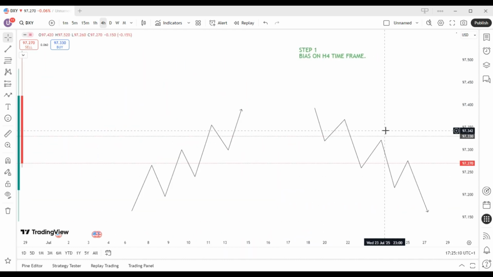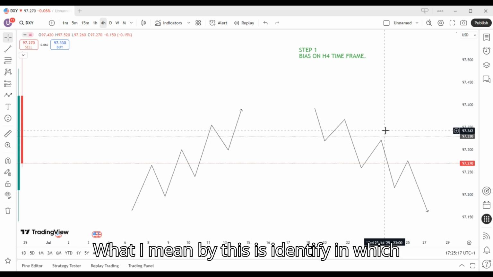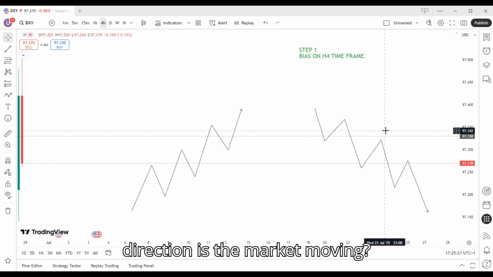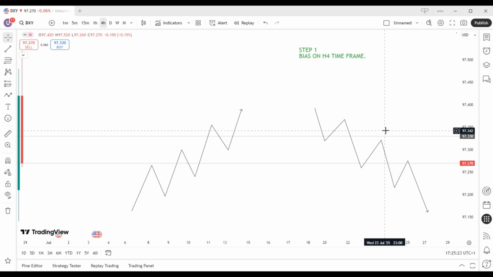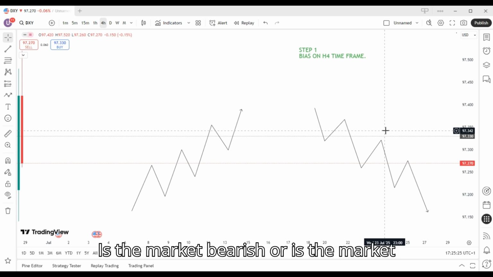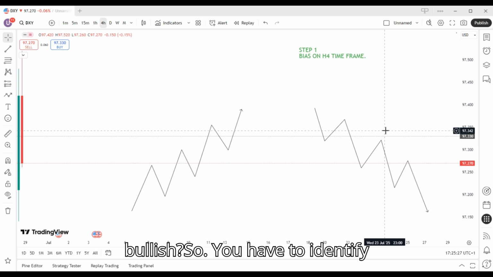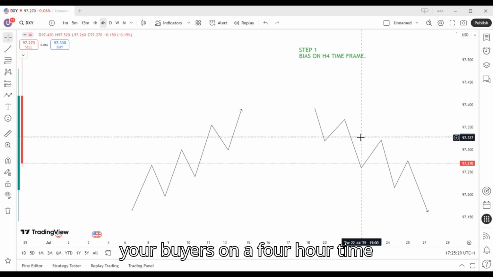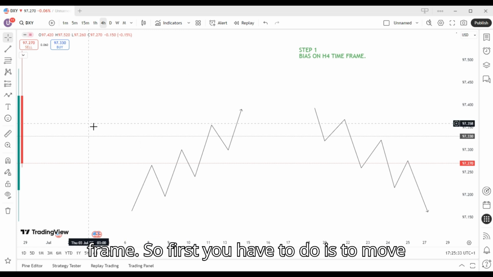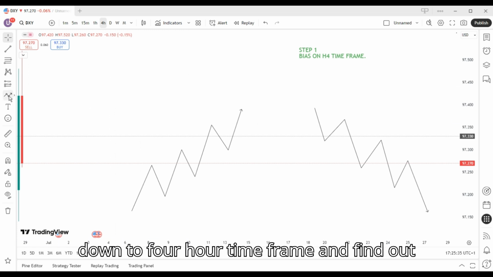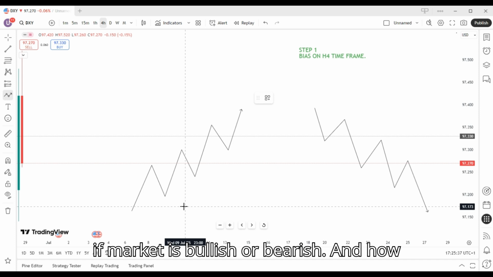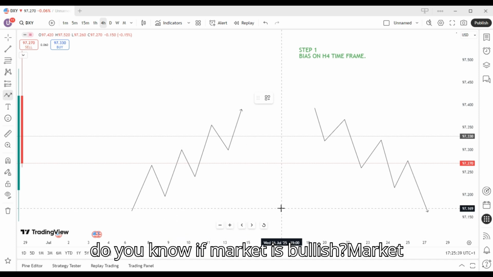Step 1. Identifying your bias. What do I mean by identifying your bias? What I mean by this is identify in which direction the market is moving. Is the market bearish or is the market bullish? So you have to identify your bias on a 4-hour time frame. So first, move to the 4-hour time frame and find out if the market is bullish or bearish.